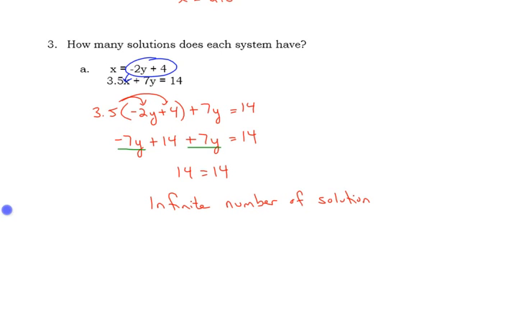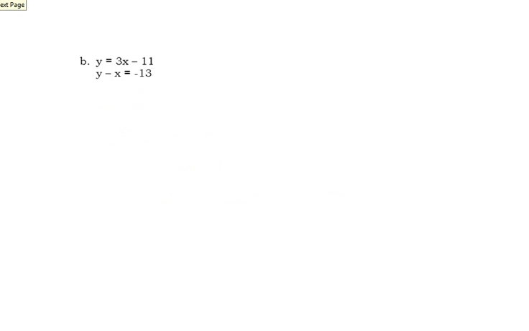Let's take a look at number 4, or 3b. Okay, again, same idea. We want to find out how many solutions there's going to be. Okay, so since this is already solved for y, I'm going to take that expression and substitute it into the y of the second equation. So instead of y minus x, I'm going to have 3x minus 11 minus x equals negative 13.